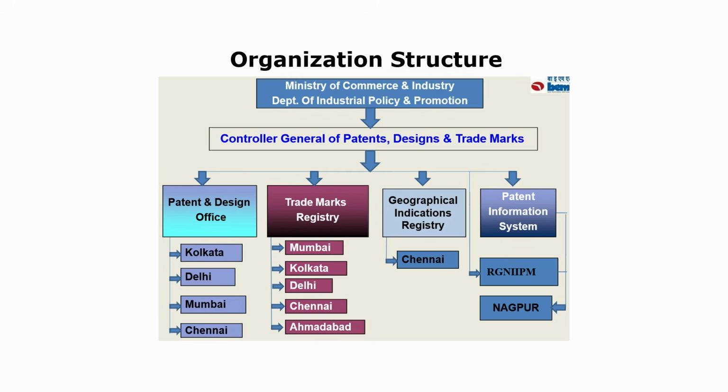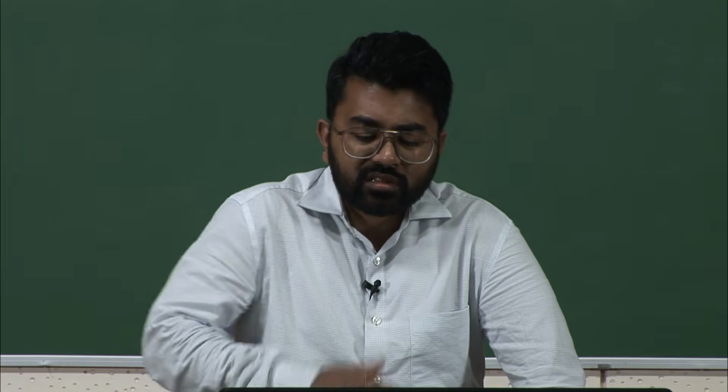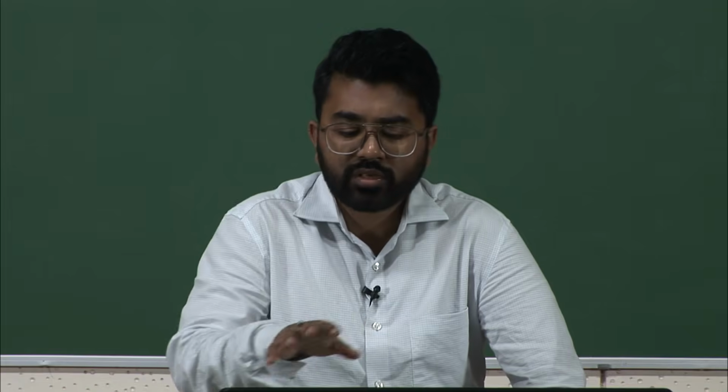The trademarks registry were earlier, to the best of my knowledge, in Mumbai, Kolkata, Delhi, Chennai and Ahmedabad. Then the geographical indications registry was specifically in Chennai. I do not know the latest development, it may have been in certain other places. Then you have the patent information system. There is one in Nagpur, right. So, these are some systems and how things are delivered throughout the country. This is based on public information which I have taken, and it may not be the latest.